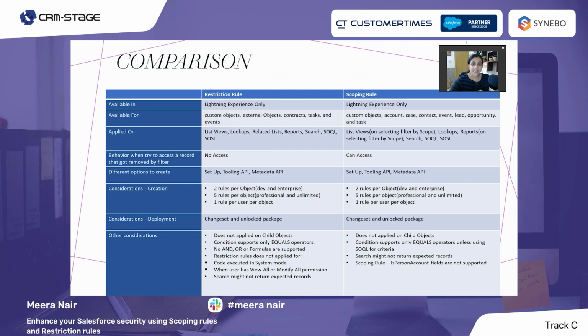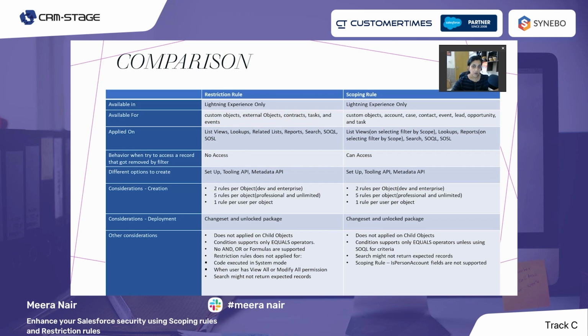Now let us see a comparison between restriction rule and scoping rule. The important thing is that both are available only in Lightning Experience. So you might need to turn off Classic completely if you want to utilize restriction rules or scoping rules. Now, in terms of objects, you can see restriction rule is available in all custom objects, external objects, and some standard objects like contract, task, and events. Now, here comes the biggest advantage. You can see restriction rules can be applied on external objects also.